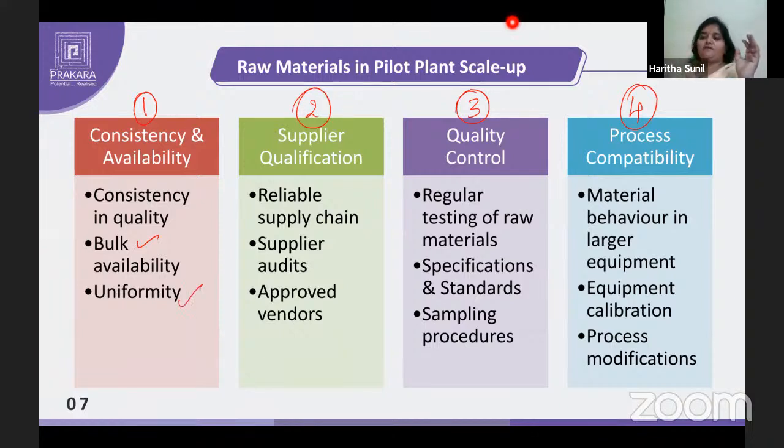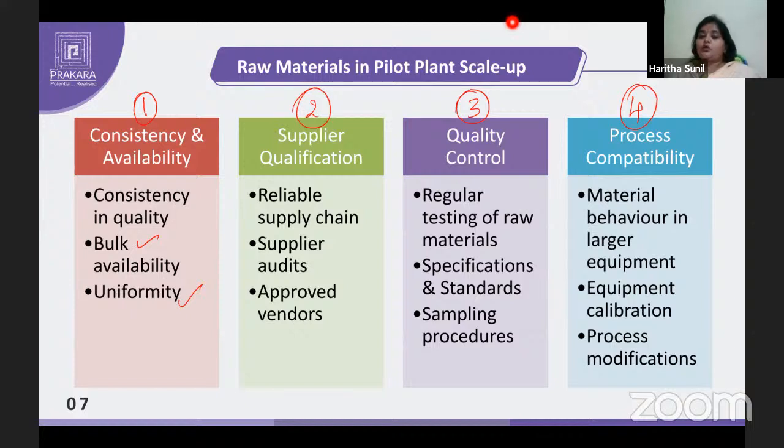And then the third one is uniformity. Whatever the raw materials, they should have uniform characteristics like particle size, moisture content, and purity, so that you can ensure they behave the same way they performed in the laboratory scale, and also perform in the pilot scale. So that is about consistency and availability.